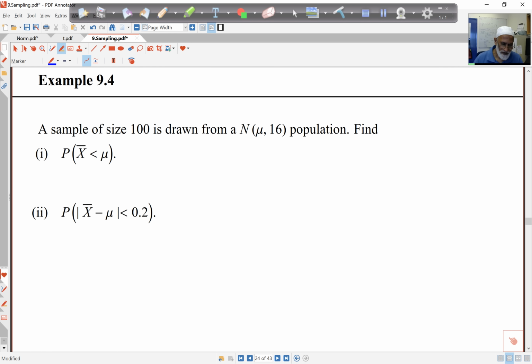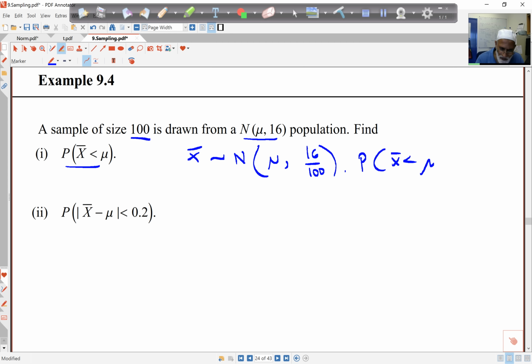Some examples here. Say a sample of size 100 is drawn from a normal distribution with mean mu and variance 16. I don't know mu in this case. Find the probability X bar is less than mu. Well, this is simple if you understand what's going on here. I know that X bar is going to be a normal distribution. The mean of X bar is the same as the mean here, mu, and the variance is 16 over 100. Probability X bar is less than mu. Well, mu is the mean, right? So X bar is symmetric around the mean. There's mu. So that should be simply 0.5.